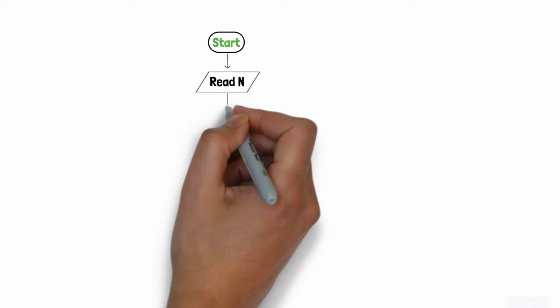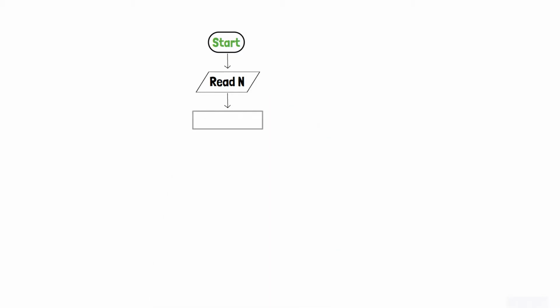At first, create a starting terminator to begin the program. Now, we will accept a number from the user and store it in variable n using an input component. Furthermore, implement a process box, declare a variable and assign it the value 2.